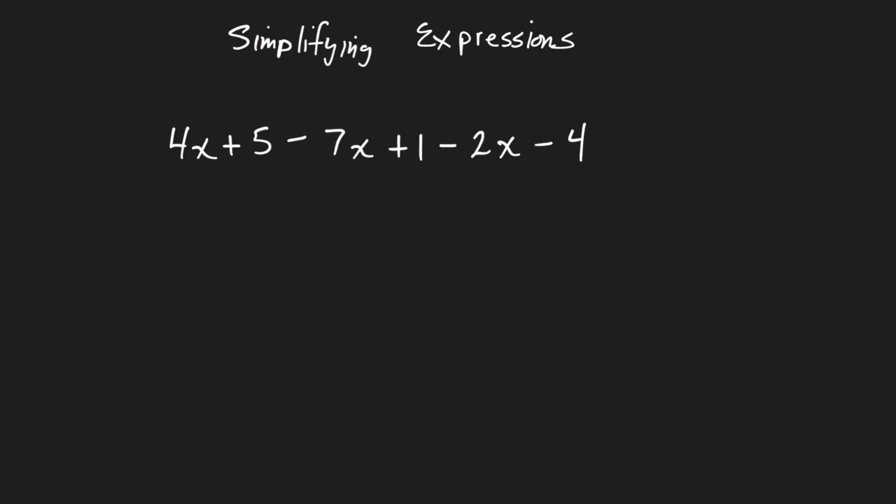So we have our variable terms. The variable terms are the 4x and the minus 7x and the minus 2x. And then we have our constants. Those are items without the variables. That's the plus 5 and the plus 1 and the minus 4. So the blue are called constants, and this reddish color are the variable terms.